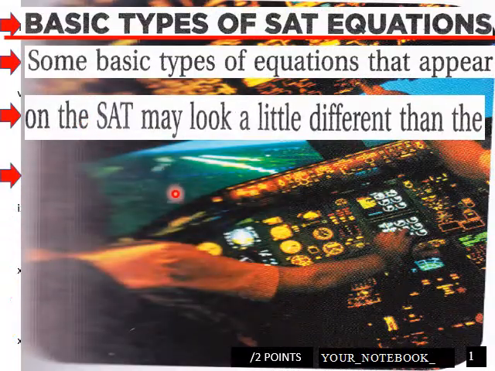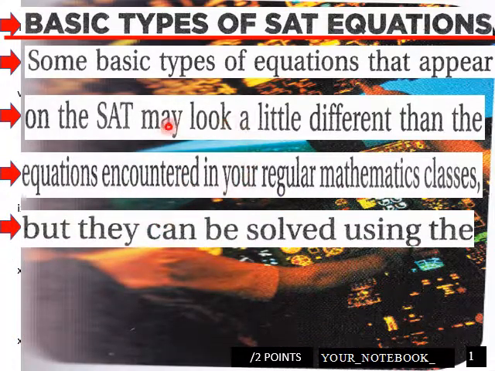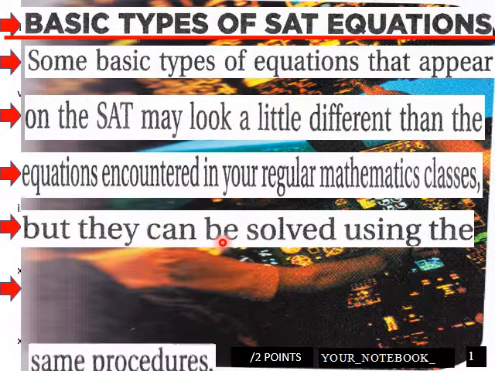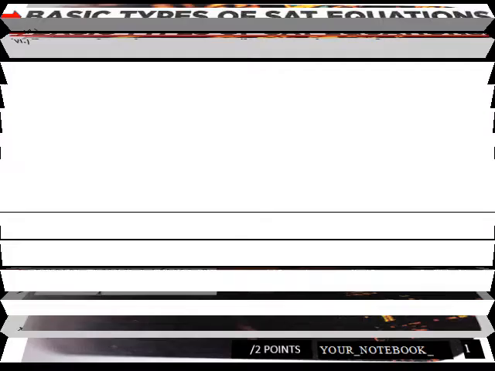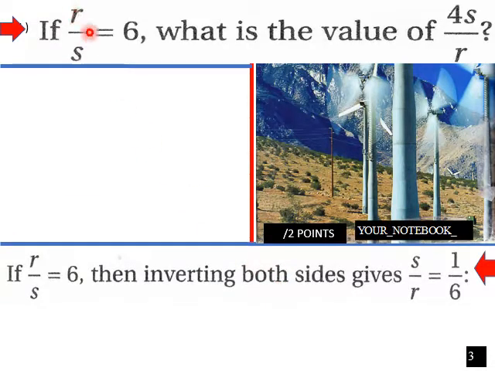Basic types of SAT questions. Some basic types of questions on the SAT may look a little different than the equations encountered in your math classes, but they can be solved using the procedures. So here would be an example here. If r over s equals 6, what is the value of 4s over r?